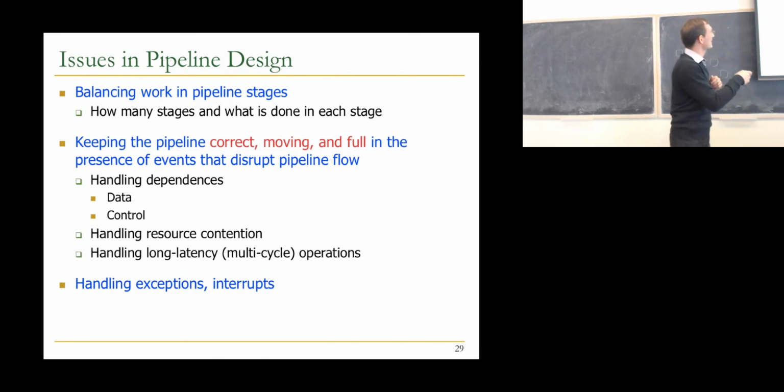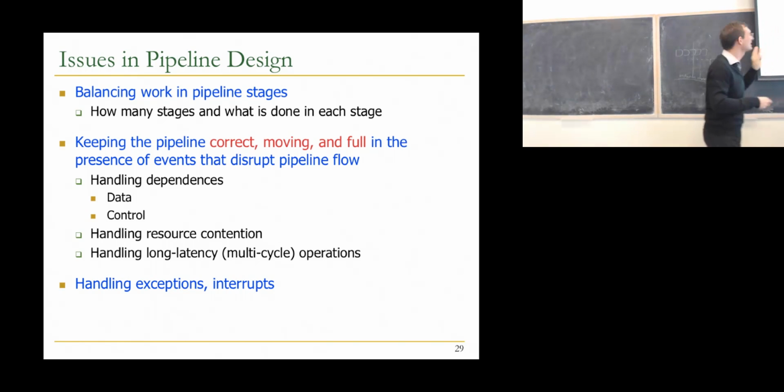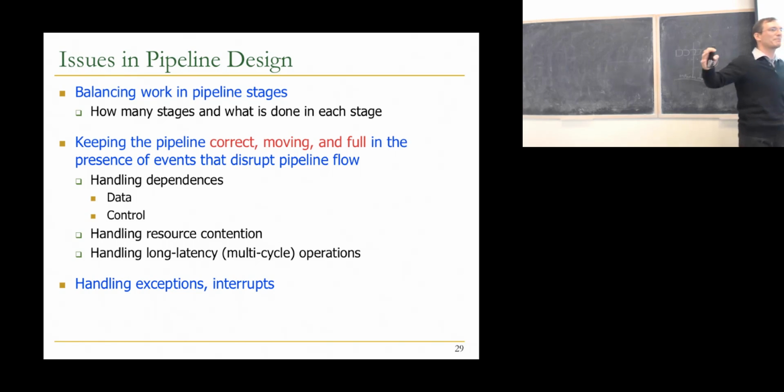The second is, and this is critical, we're going to focus a lot on this, keeping the pipeline correct, moving, and full, these three properties, in the presence of events that disrupt the pipeline flow. And we've already discussed a few events. There are three key things: dependencies, resource contention, and long latency operations. You could argue that long latency operations are very similar to dependencies, and that's true. But long latency operations pose difficulties in the pipeline because you cannot balance things really well. So we're going to handle this later on separately. Basically, correct, moving, and full.